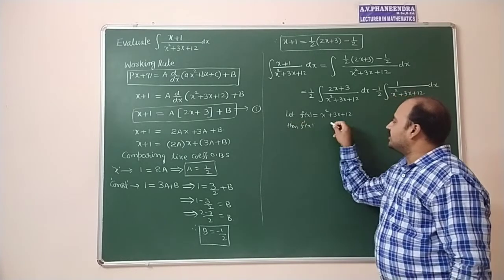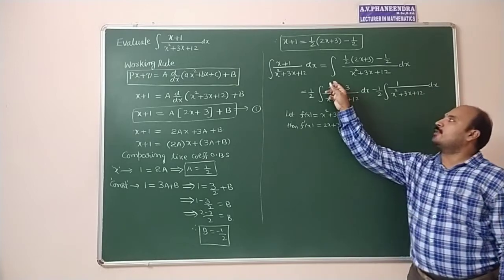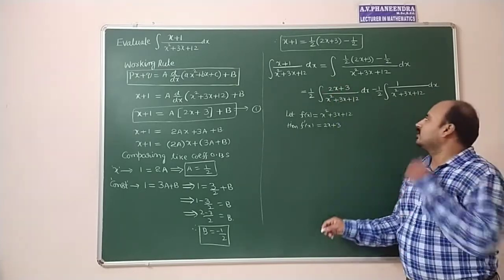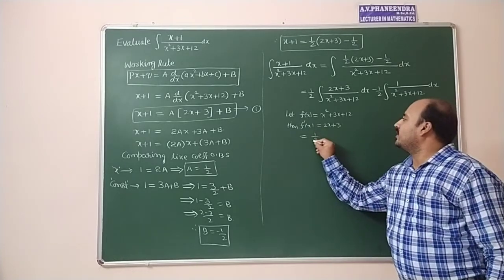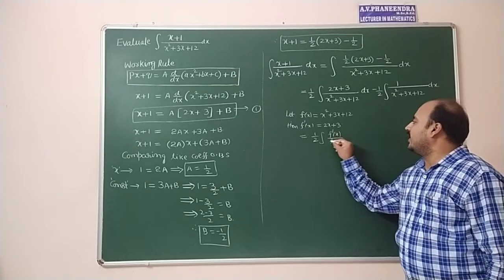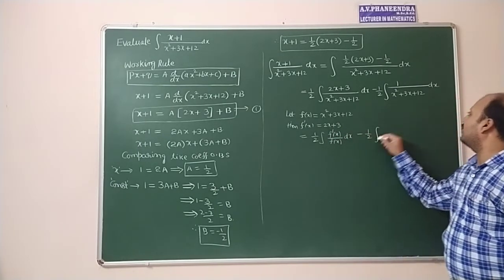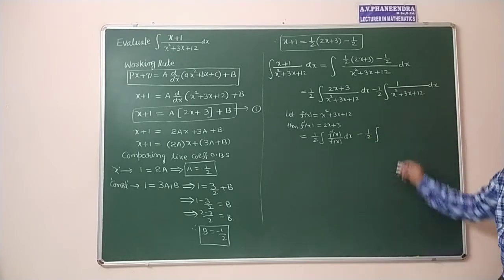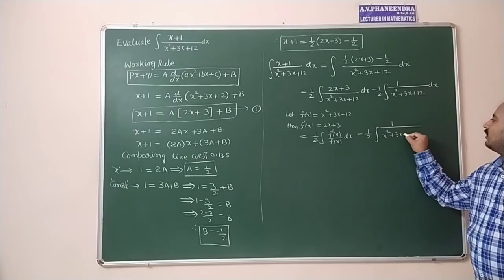That means we are differentiating here. 2x plus 3. So it is in the form of f dash of x by f of x. And 1 by 2 integral f dash of x by f of x into dx minus 1 by 2 into, here making into perfect square, 1 by x square plus 3x plus 12.